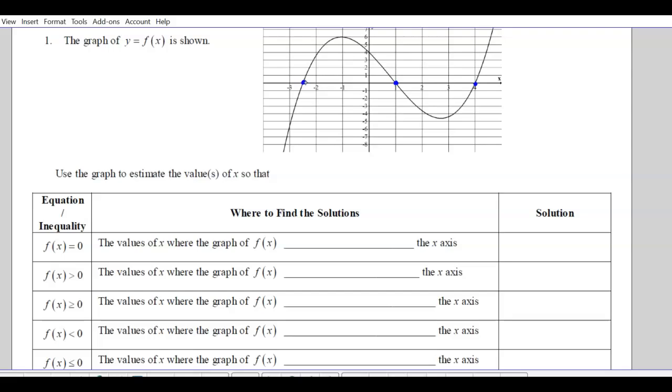So here, to complete the sentence correctly, the values of x where the graph of f of x crosses or touches the x-axis. In this case, that would be x equals, now we're estimating, we did one like this yesterday, it looks like negative 2.5, positive 1, positive 4. And you can use negative 5 over 2 as well, right?